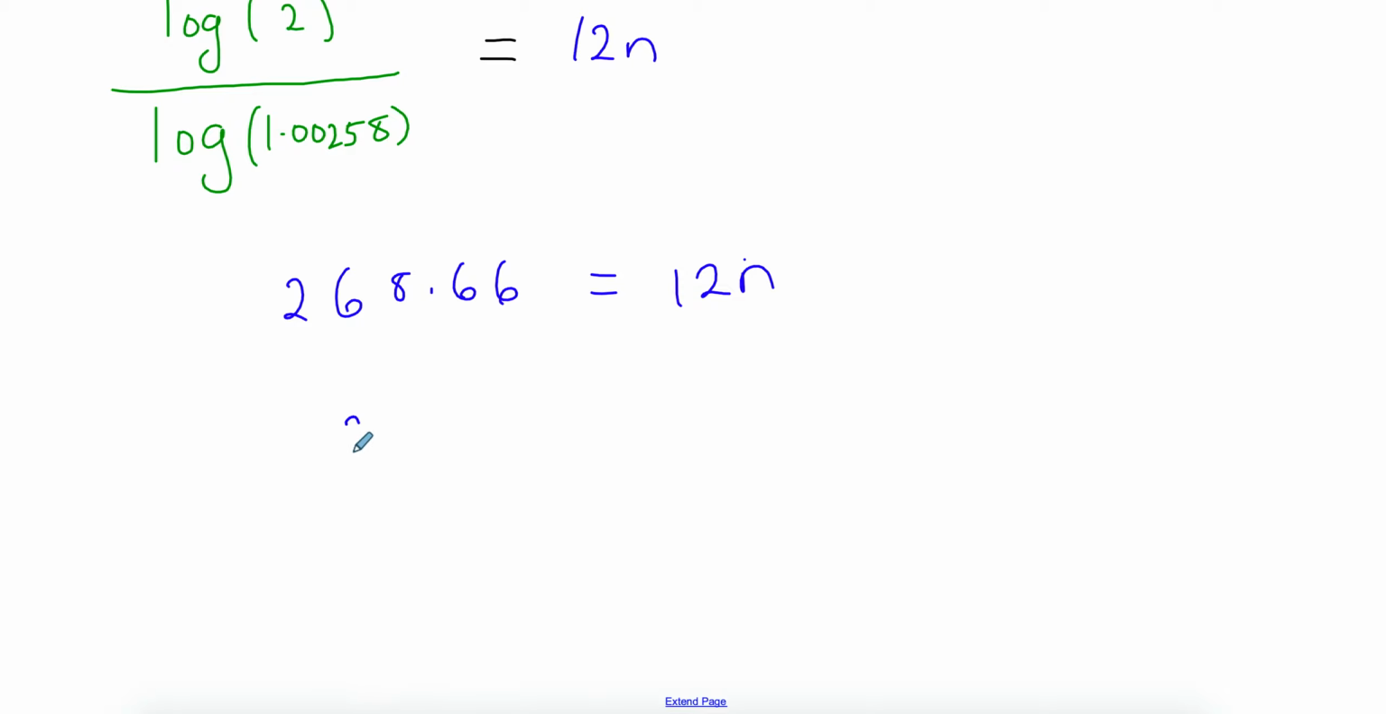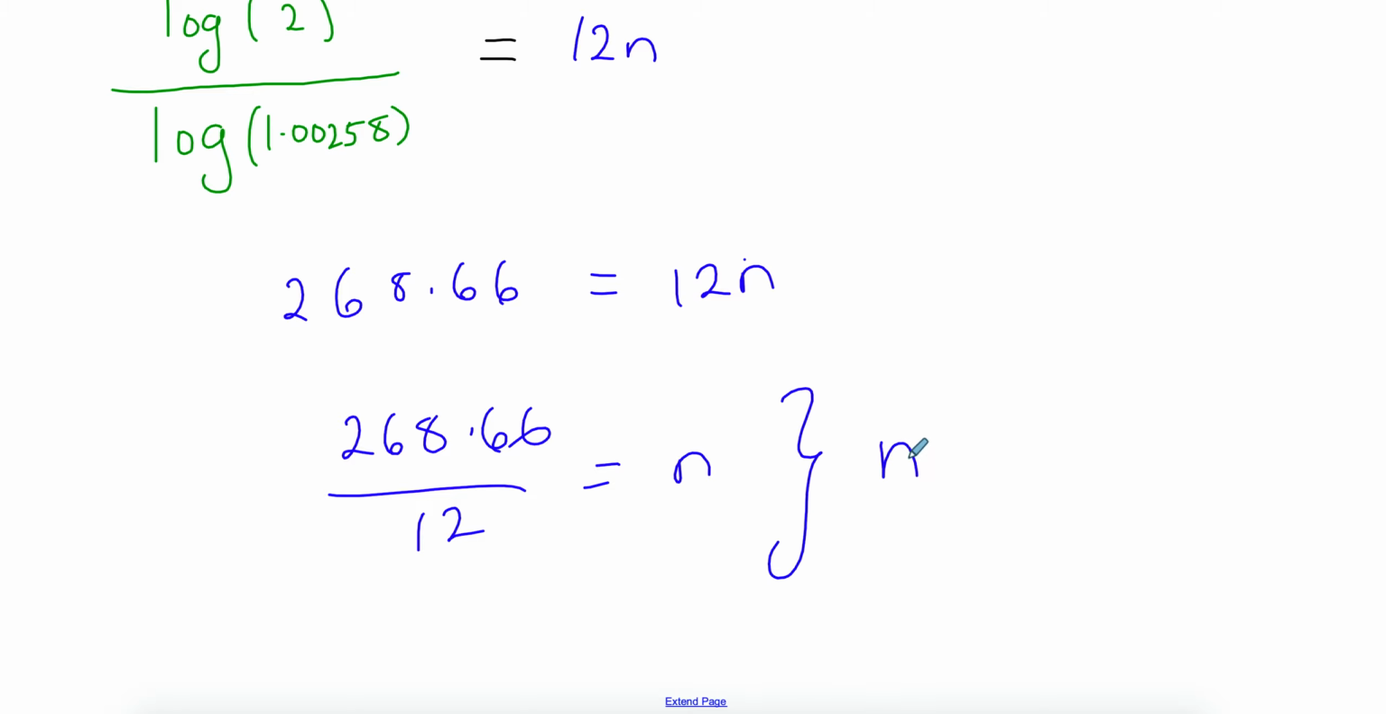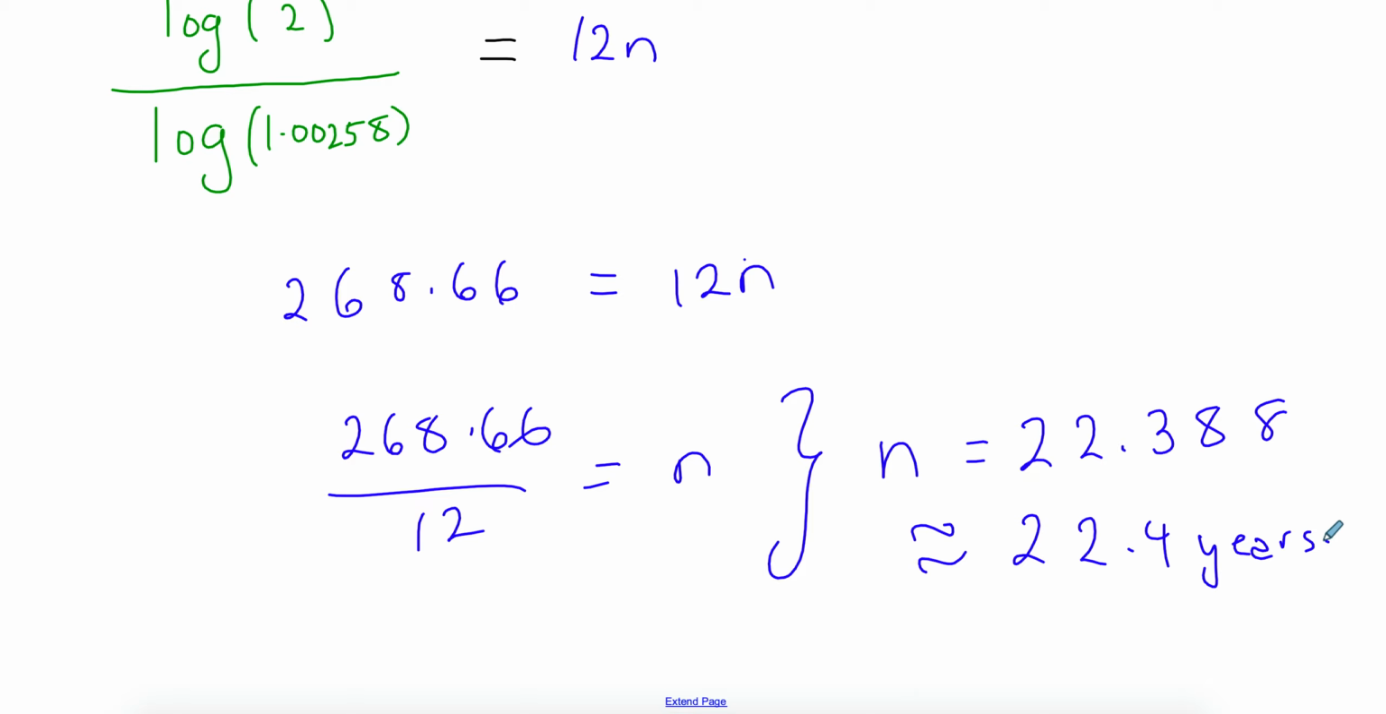So you'll have to divide by 12, and this will give you n equal to 22.388, which is about 22.4 years. Now, you will notice that the calculator will give you two answers. Sorry, the book will give you 22.4 years or 23 years.